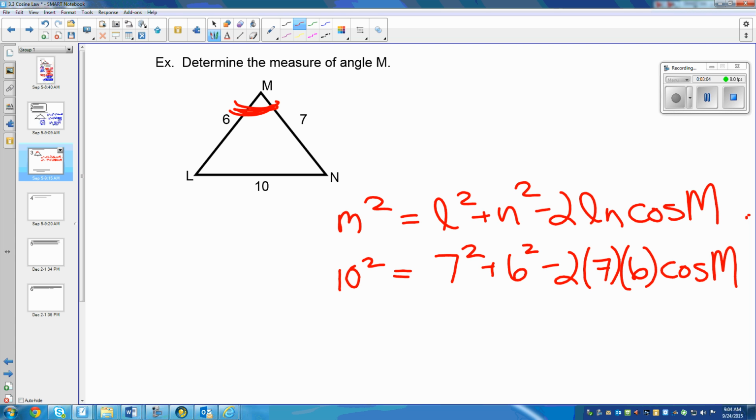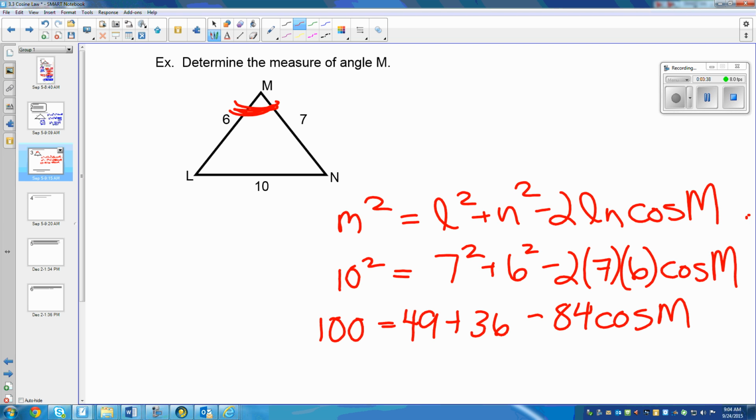Okay. What would you guys do next? Yeah, you deal with the exponents, right? You get rid of those. So 10 squared is 100, is equal to 7 squared, which is 49, plus 6 squared, which is 36, minus 2 times 7 times 6. 7 times 6 is 42, times 2 is 84. So minus 84 cos M. Okay. Now what would you do?